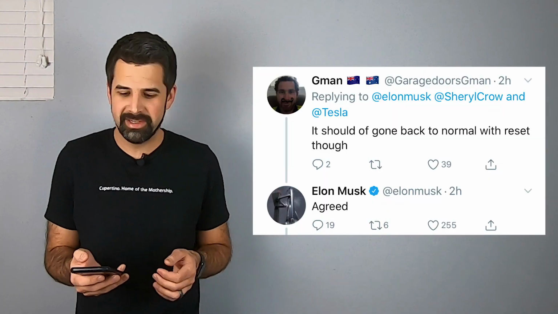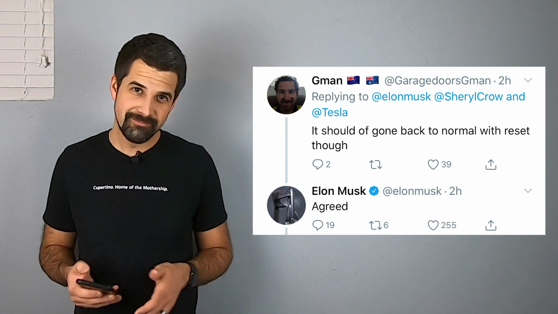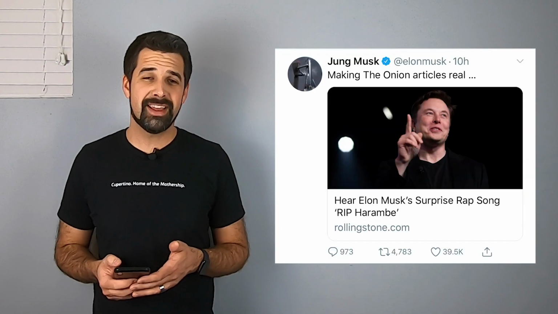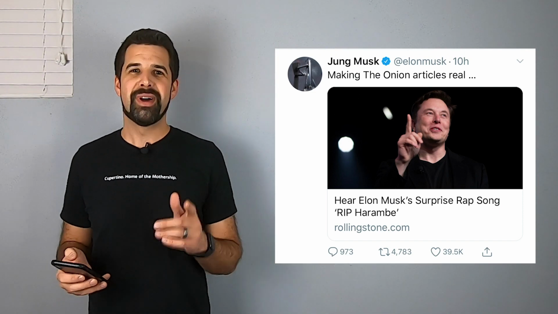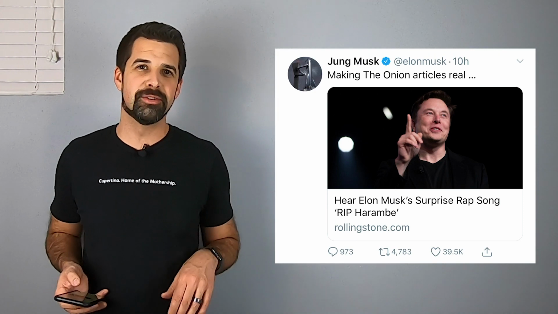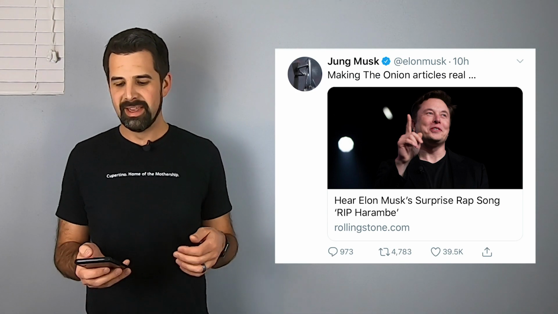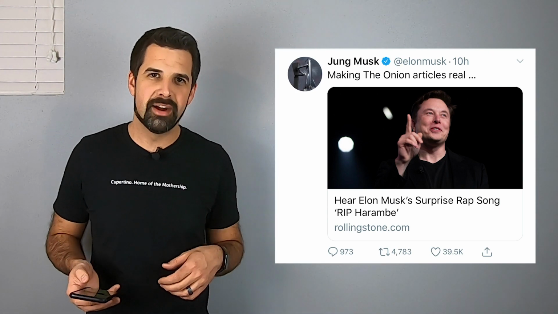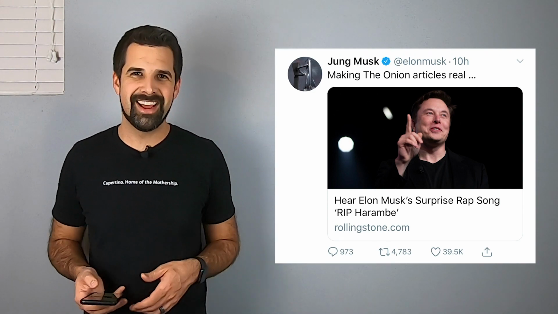One more person chimed into the whole conversation stating somewhat the obvious, "It should have gone back to normal with the reset though." And Elon agreed. Our last tweet from Tesla Tweets today is actually quite an interesting one. Elon was on a roll with very interesting tweets, and we're not going to cover all of them because there's no need to. But there is one that's very interesting, and he said that he is making the Onion articles real by tweeting out an article from Rolling Stone about his Elon Musk surprise rap song honoring Harambe and his Rest in Peace song. We'll play that as we roll the credits.